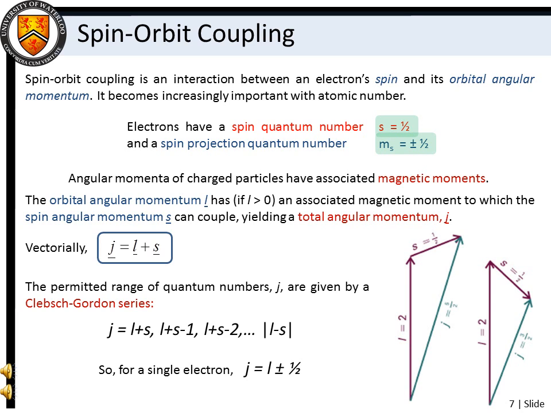Since the spin, orbital, and total angular momenta are quantized, only very specific relative orientations are possible. Again, we can picture these orientations in a vector sum diagram. We can also determine which values of j are possible for a given LS combination using a Clebsch-Gordan series. Here we see that the allowed values of j range from L plus s to the absolute value of L minus s in integer steps. So, for a single electron, j equals L plus or minus s.